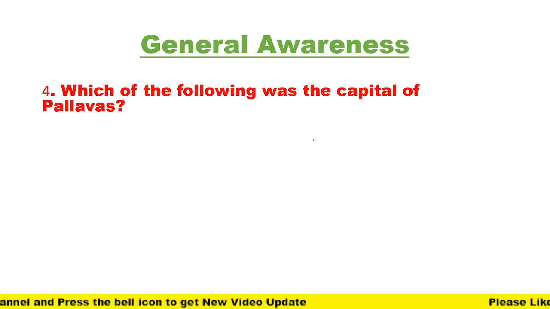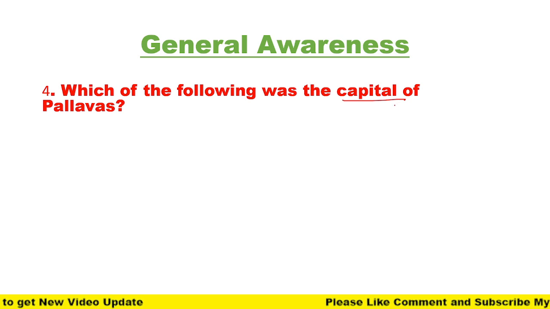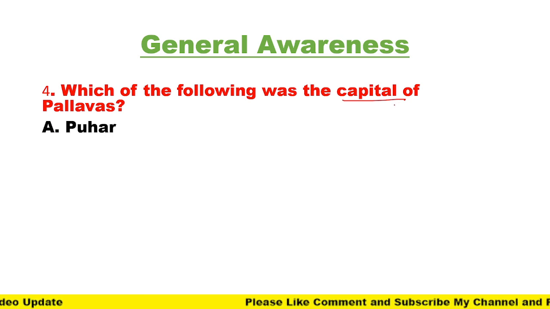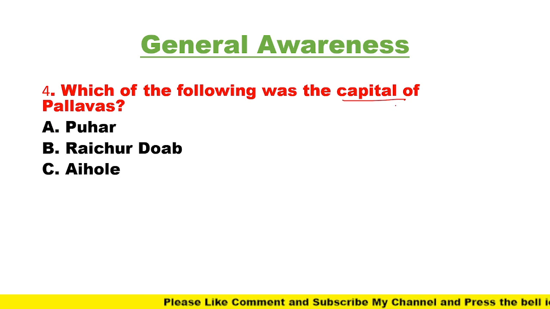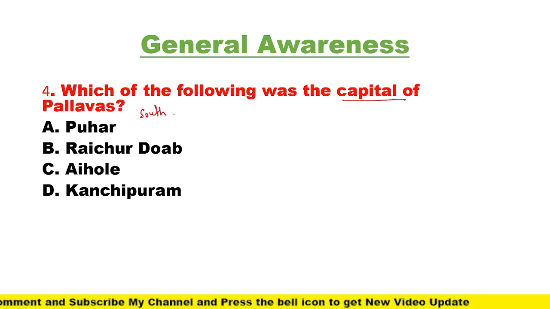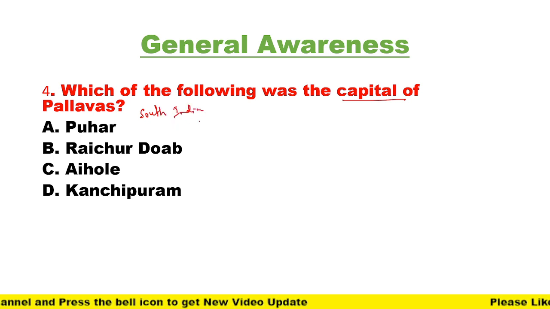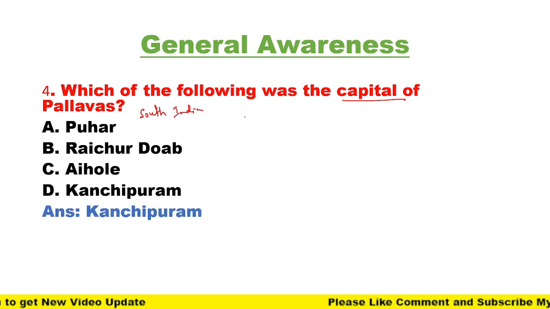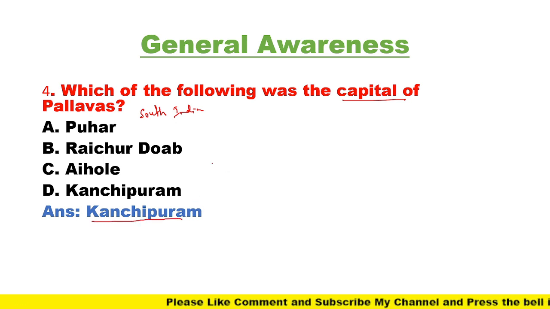Next. Which of the following was the capital of Pallavas? Puhar, Raichur, Doyab, Aihole, Kanchipuram. Pallavas are from where? South India. Okay, the dynasty was in South India. So if there are any North Indian places, you can easily eliminate those. And the answer is Kanchipuram. Okay, Kanchipuram was the capital of Pallavas.